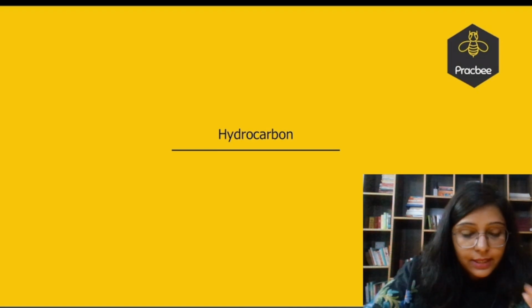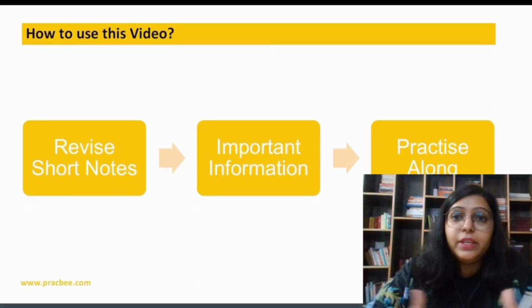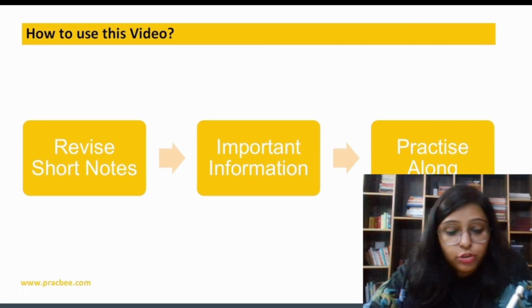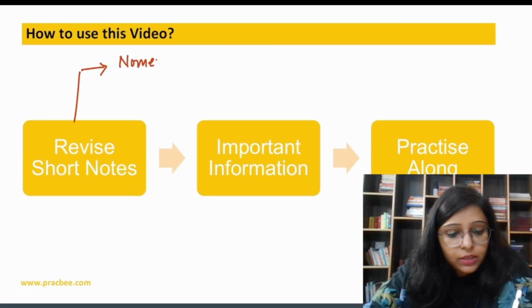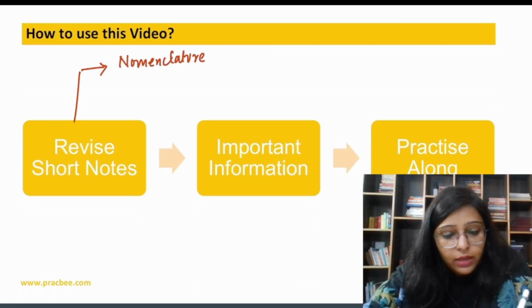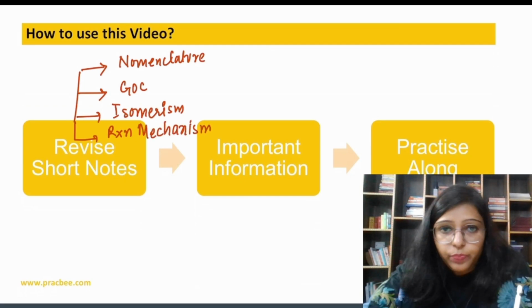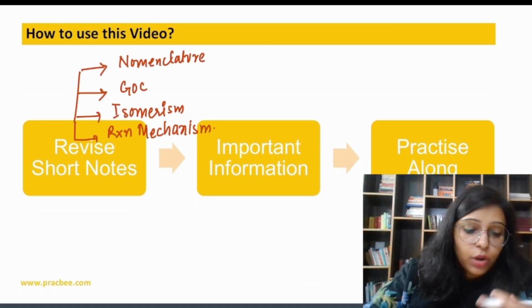Okay, so let's start. First let me tell you how to use this video. Obviously you have to revise short notes, but how to revise short notes? First you have to revise the nomenclature part. Then you have to revise the GOC concepts, isomerism concepts and reaction mechanism concepts. So these are the most important topics that you need to do. Okay. Then you have to write down the important information and the most common things.